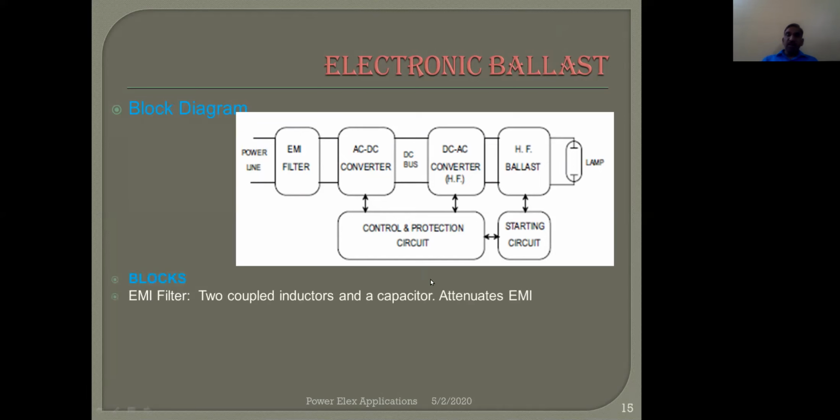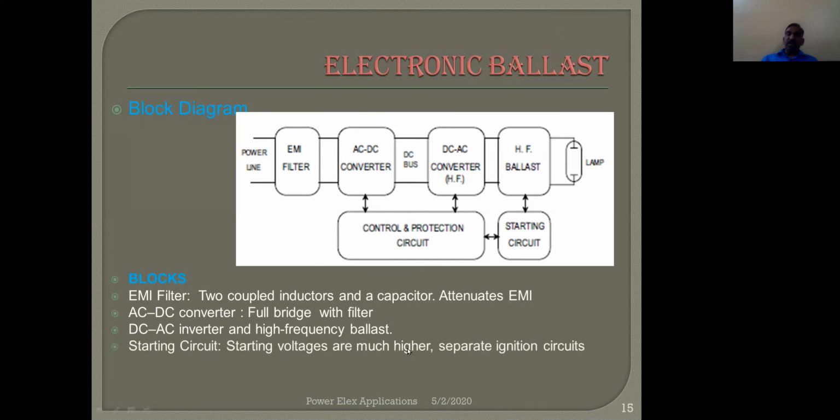So the blocks are the EMI filter, which has two coupled inductors and a capacitor to attenuate the EMI, a full bridge converter with filter for DC converter. The DC to AC inverter is giving high frequency AC signals to the high frequency ballast, and this ballast is providing signal to the lamp in order to glow the lamp through the phases condition.